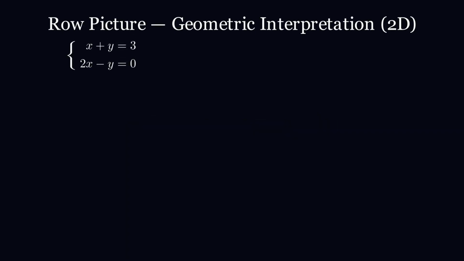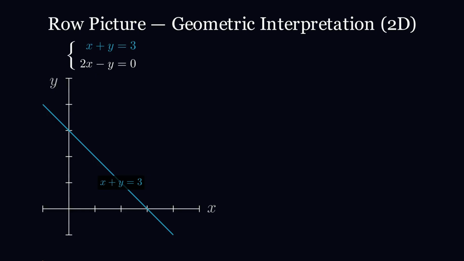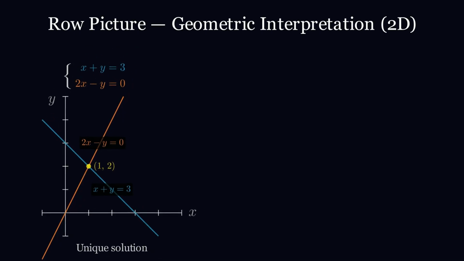Here is our first linear system. Let's draw each equation as a line. The first equation gives us this line, and the second equation gives us another line. As we see, these two lines intersect at exactly one point, and the intersection point is 1, 2. So this linear system has one unique solution.